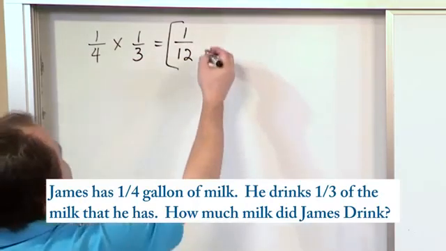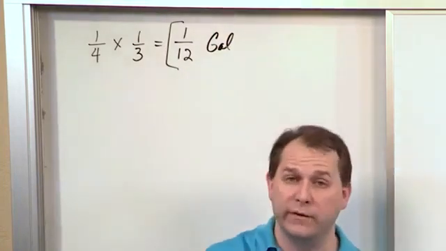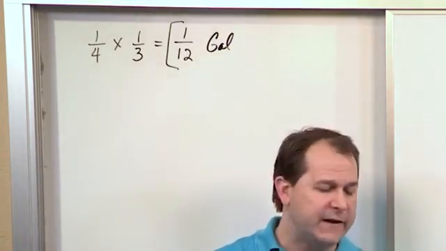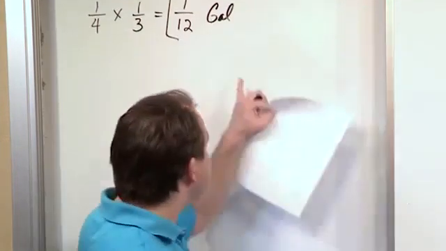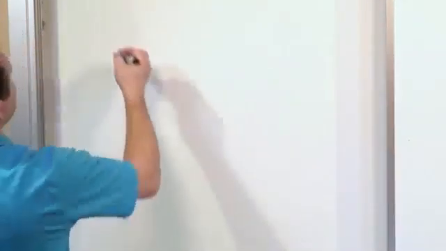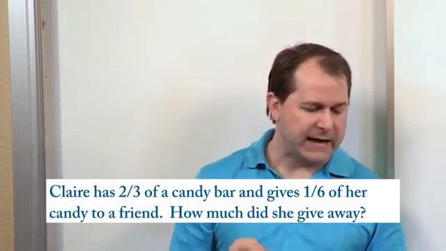So he actually drinks 1/12 of a gallon that day, because even though he has 1/4 of a gallon in the fridge, he only drinks 1/3 of it. So he's drinking much less than 1/4 of a gallon, and that is 1/12. That's much less there.